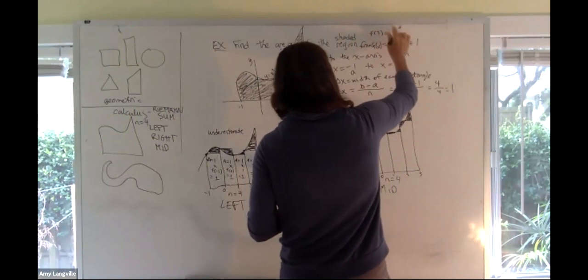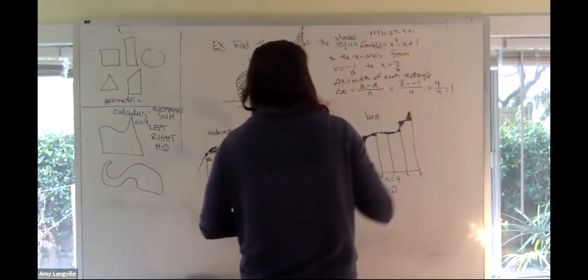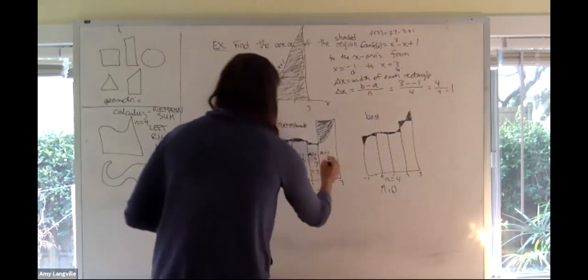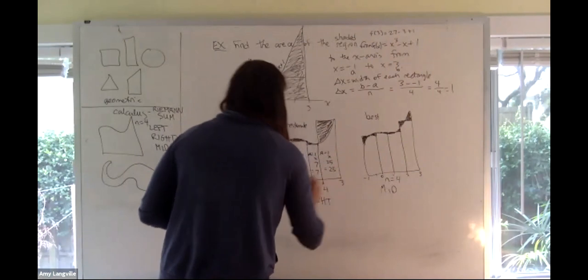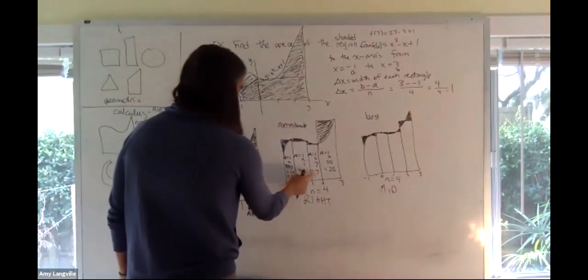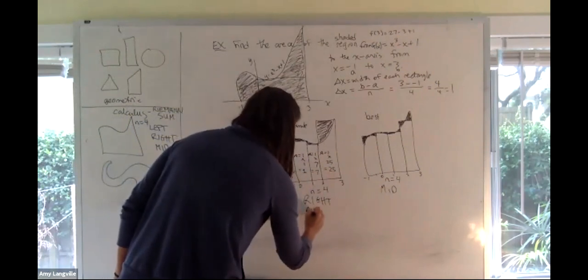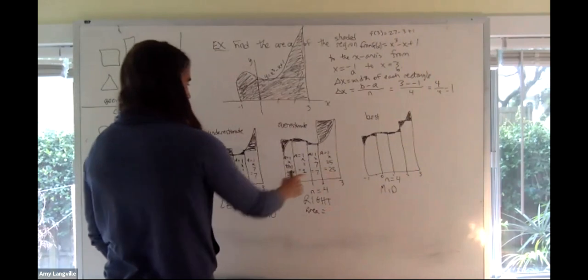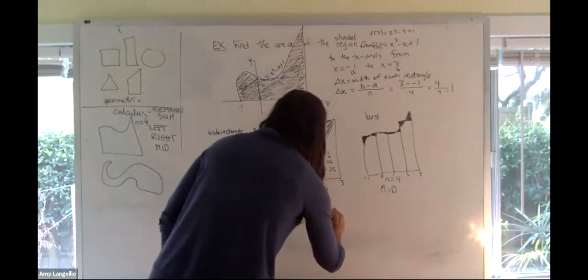F of 3 is going to be 27 minus 3 plus 1. So is that 24, 25? That's a much taller one. So the area is 1 times 25, which is 25. Add these up: 1 plus 1 plus 7 plus 25. The right approximate area is, what is that? 9, 25, 34.